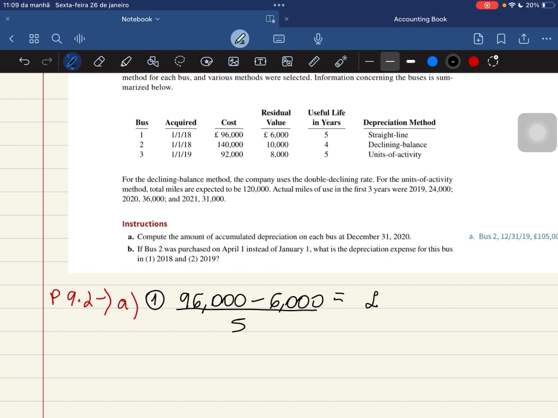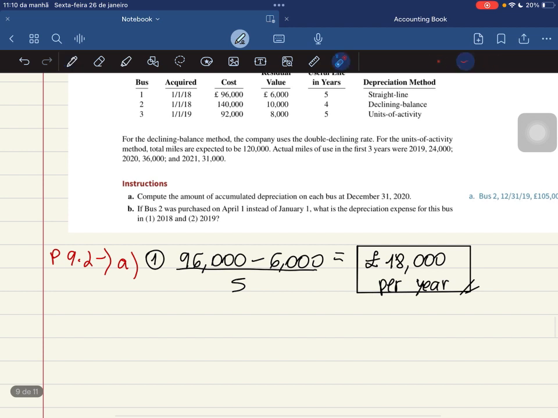Which means that per year, bus 1 depreciates 18,000 pounds, and this is per full year. This number does not change, so in 2018, 19, 20 would still be 18,000. And here we want to calculate it at December 31st of 2020. So we bought the bus on January 1st of 2018. So January 1st of 2019, 1 year, 2020, 2 years.